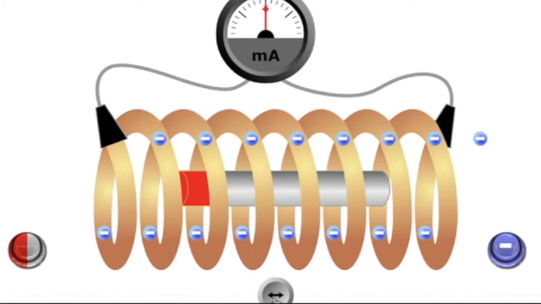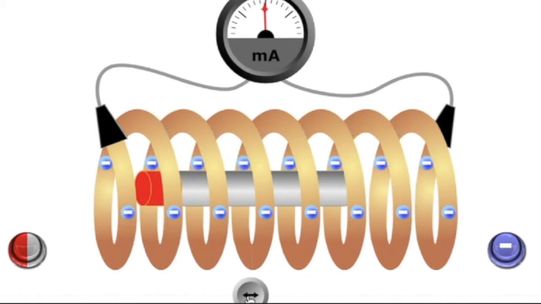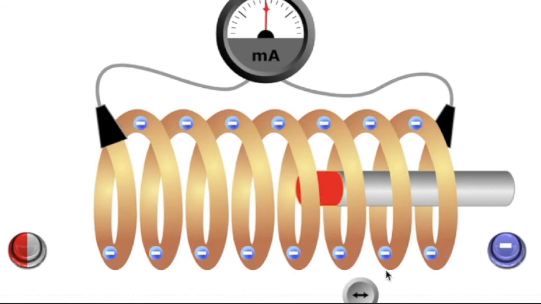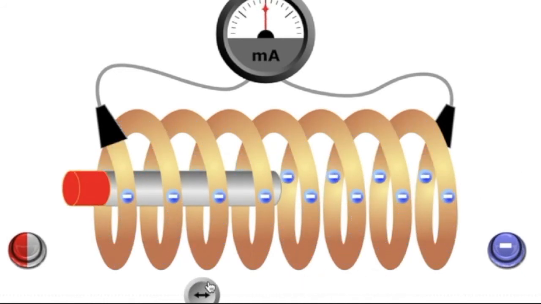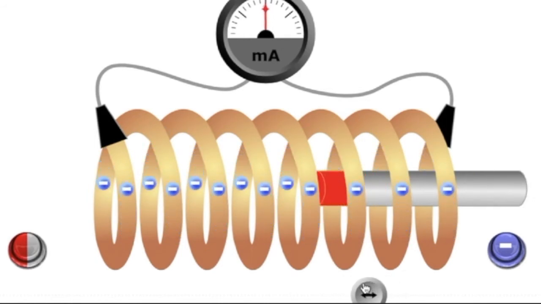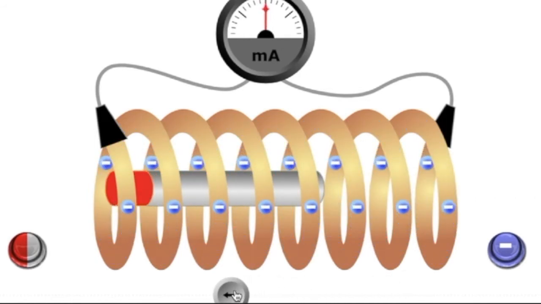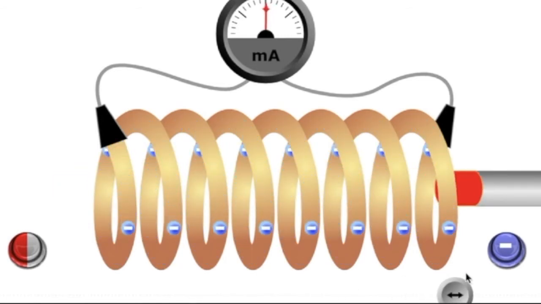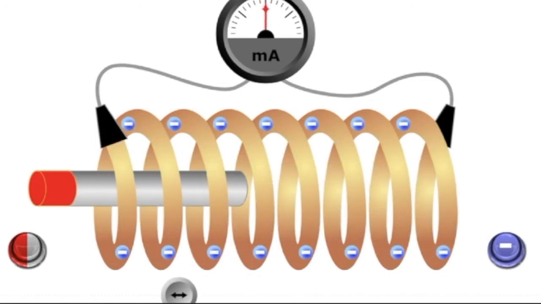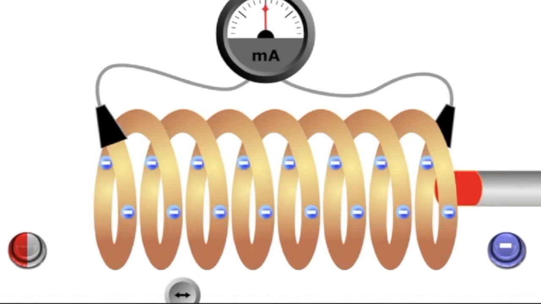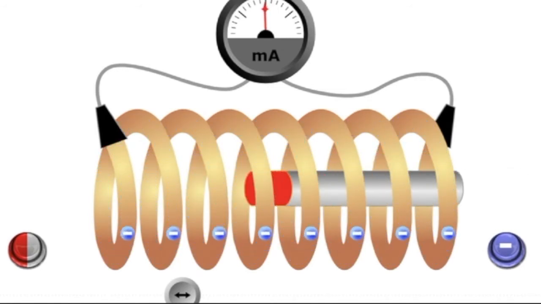And so when I move the magnet, you can see that the electrons move. And they move in different directions depending on the direction that I move my magnet. When I move it to the right, you can see the electrons moving around in one direction. When I move it to the left, they're moving in the other direction, and that's why the needle either moves to the left or to the right. So by changing the direction that the magnet is moving, we can change the direction of the electric current that we induce.